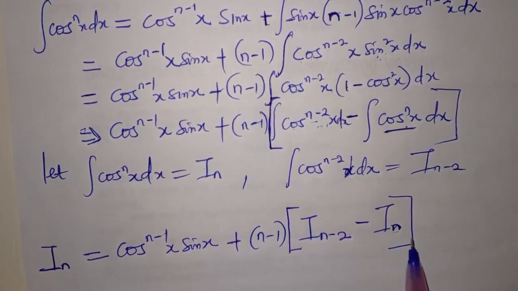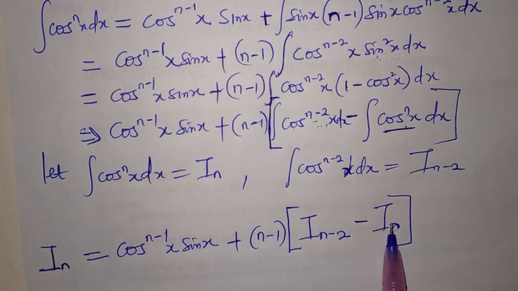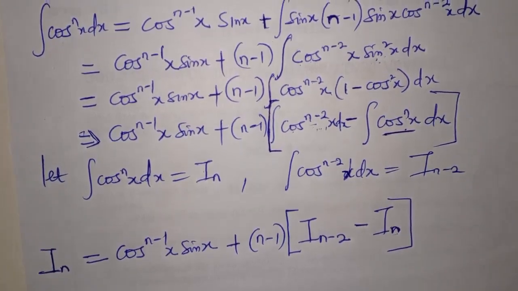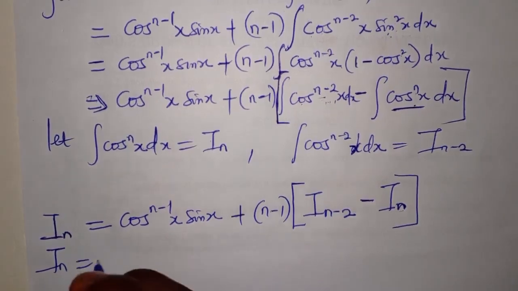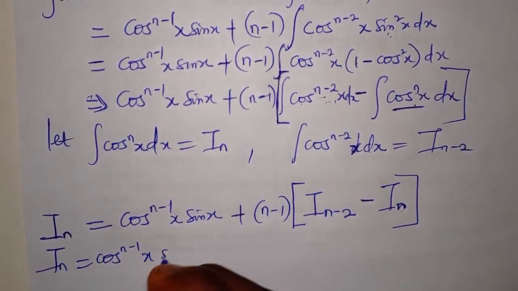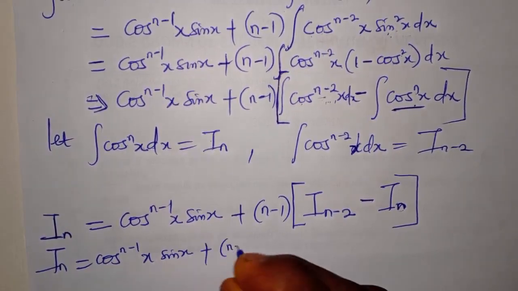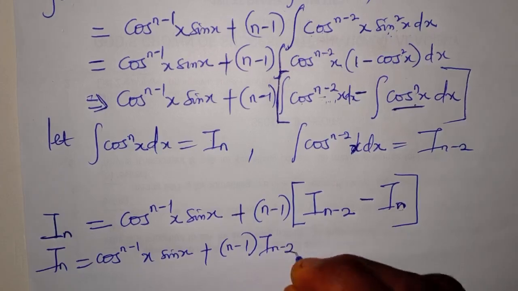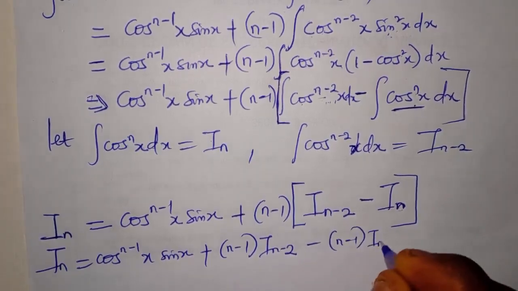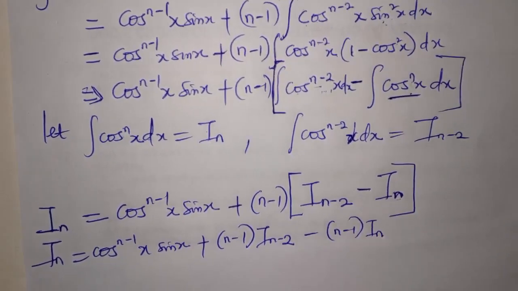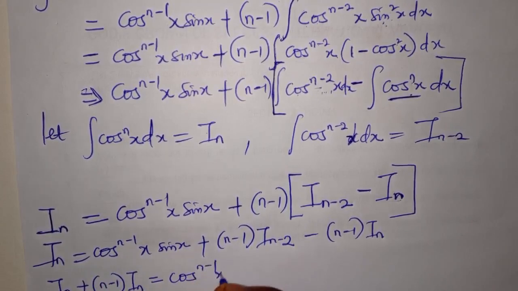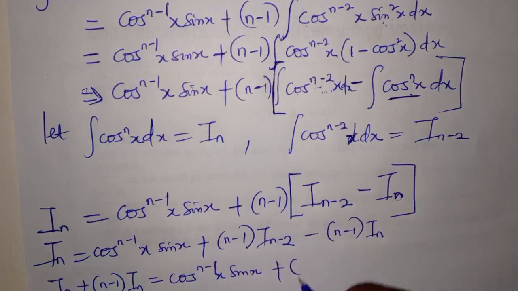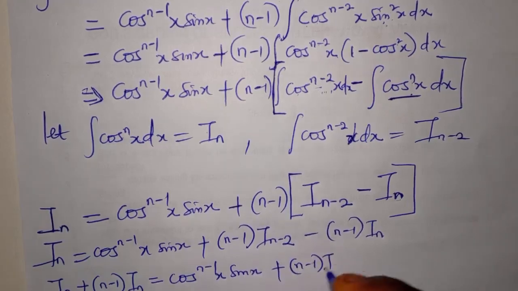Now we are going to make I sub n the subject of the formula. We have I sub n here, and we also have it at the left hand side. So if I expand that right hand side and collect like terms, we have I sub n plus (n minus 1) I sub n equals cos^(n-1) x sine x plus (n minus 1) I sub n minus 2.